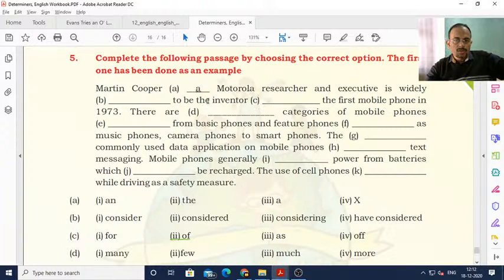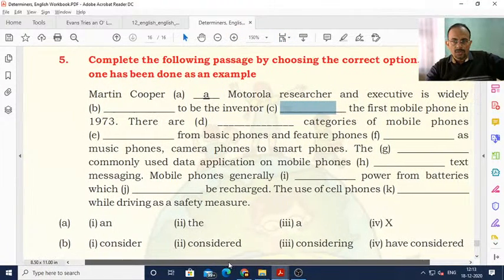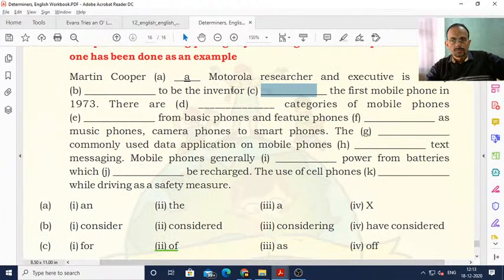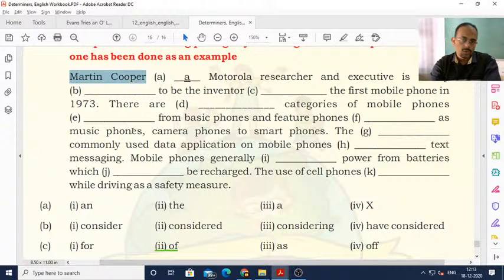Number C, tell me, to be the inventor, and then number C, what will come? To be the inventor of the first mobile phone in 1973. So who has invented the first mobile phone? It is Martin Cooper, who was a Motorola researcher and executive. He invented the first mobile phone in 1973.